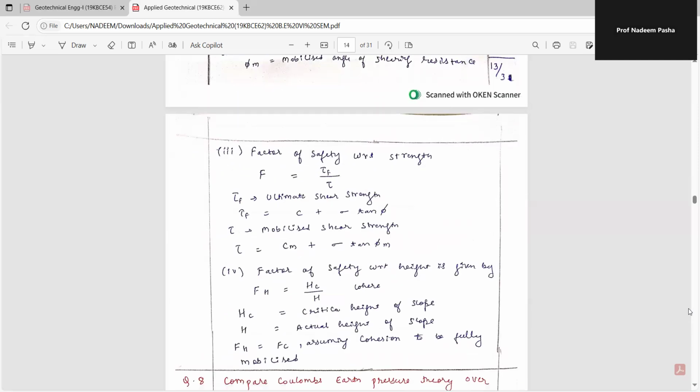Factor of safety with respect to strength, F is equal to tau F by tau. Tau F is ultimate shear strength. Tau F is equal to C plus sigma tan phi. Tau is equal to mobilized shear strength, or tau is equal to Cm plus sigma tan phi. Factor of safety with respect to height is given by Fh equal to Hc by H, where Hc is critical height of slope and H is the actual height of slope, or Fh equal to Fc, assuming cohesion to be fully mobilized.